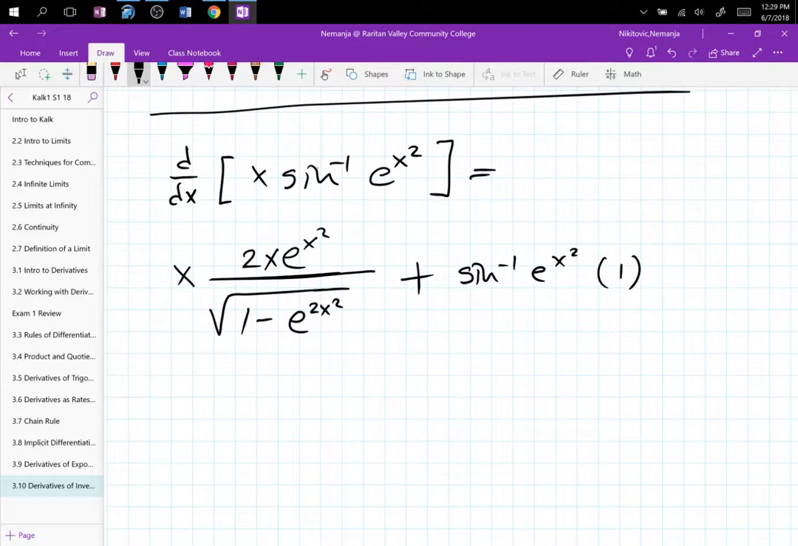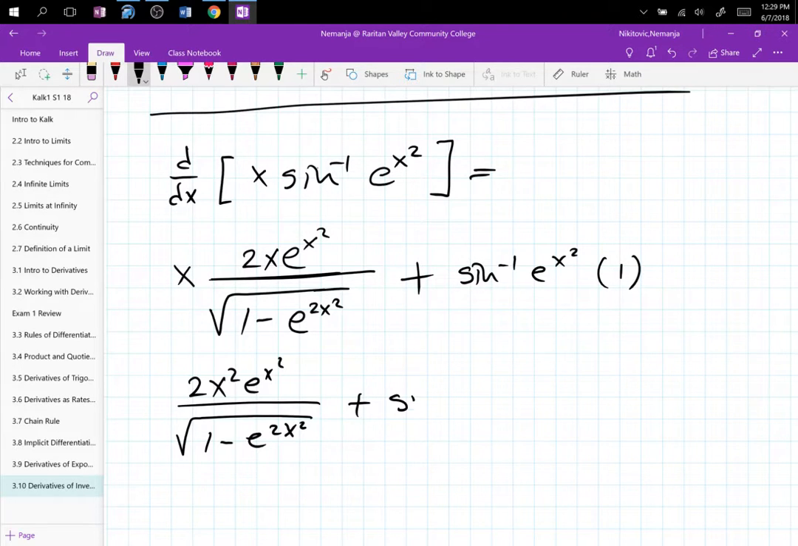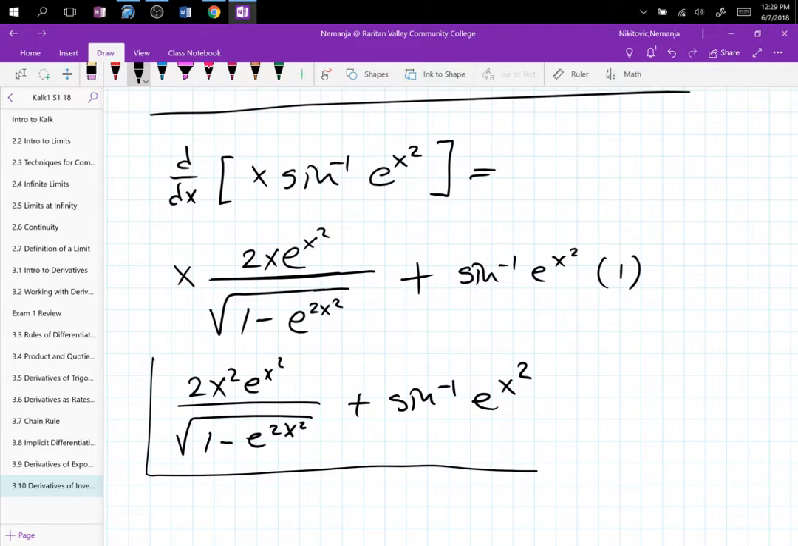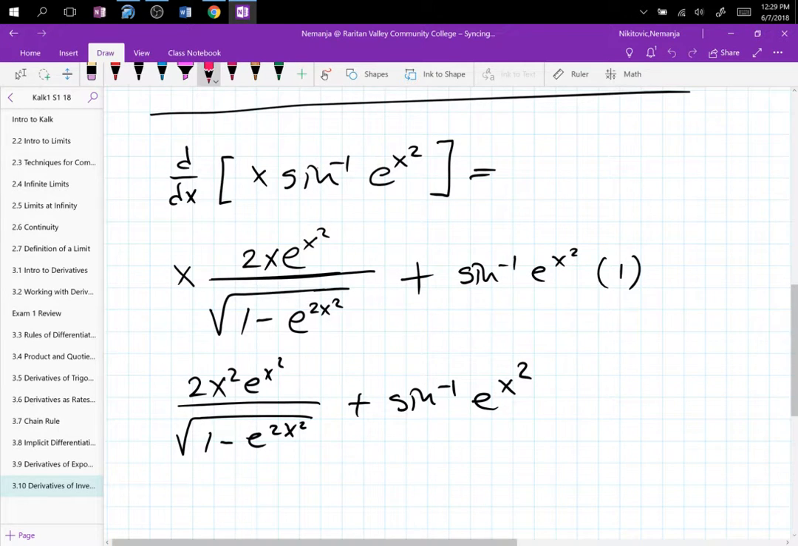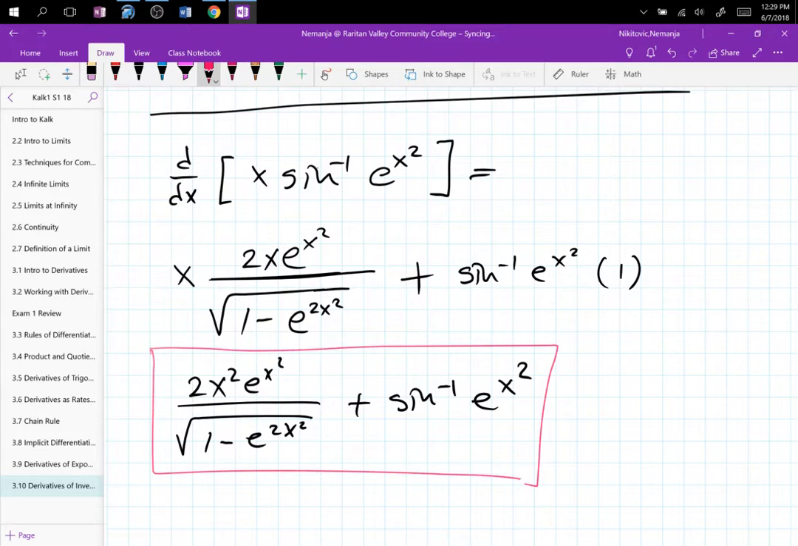Now we can make this just a tad prettier by moving the x there. So we have 2x squared e to the x squared divided by the square root of 1 minus e to the 2x squared, plus sine inverse of e to the x squared. Ta-da! That's that.